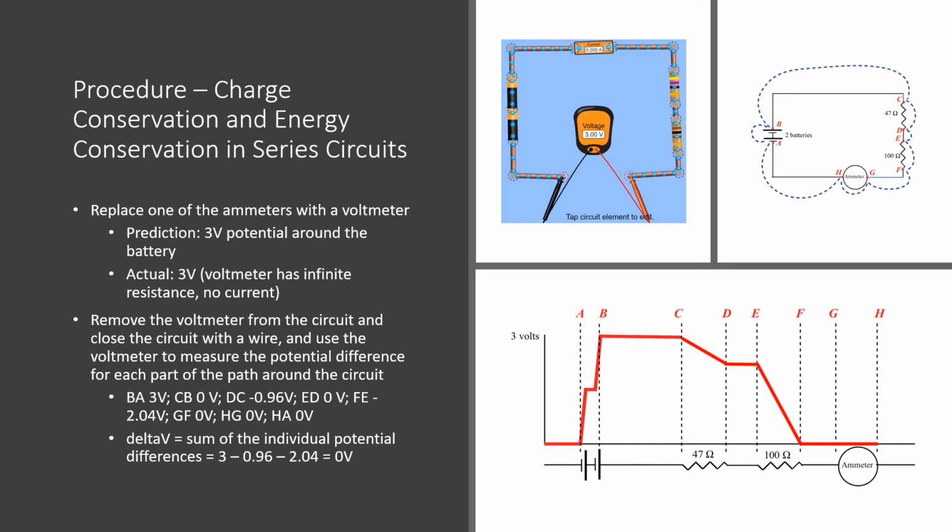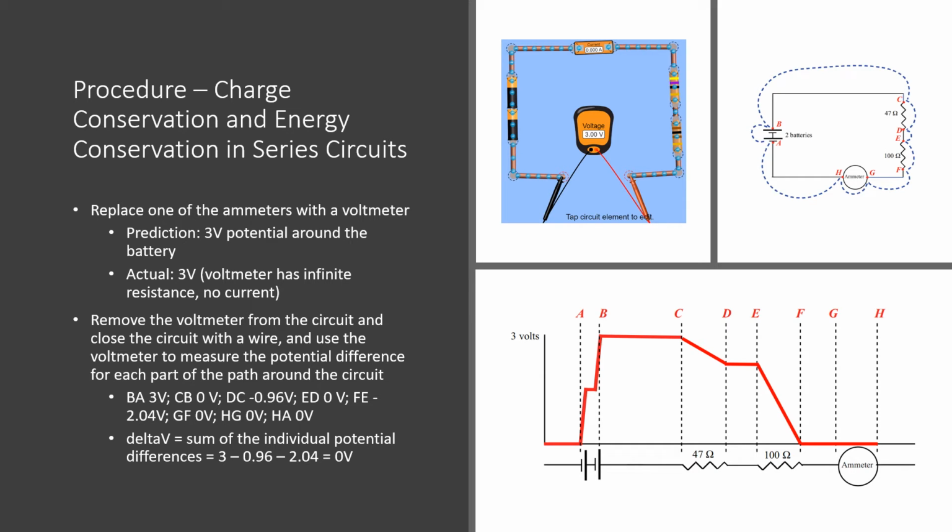Then we need to remove the voltmeter from the circuit, close the circuit with a wire, and use the voltmeter to measure the potential difference for each part of the path around the circuit. So for B to A, it's 3 volts. For D to C, it's minus 0.96 volts. For F to E, it's minus 2.04 volts. And for other parts, they are all 0 volts.